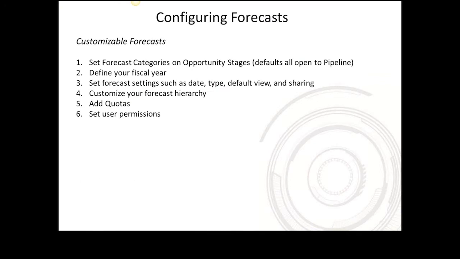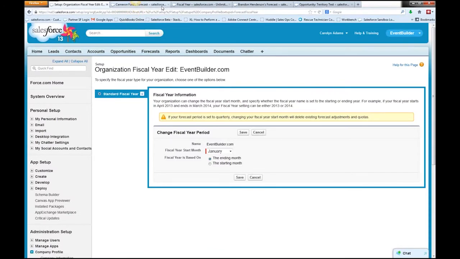The next thing you want to do is set your forecast settings: date, type, default view, and sharing. And with this, you'll have a couple other options. Now, we're in customizable forecasting for this. You do have the same steps on collaborative forecasting as well up to this point. So let me hop over, though, and show you this in actually a customizable forecast before we do collaborative.